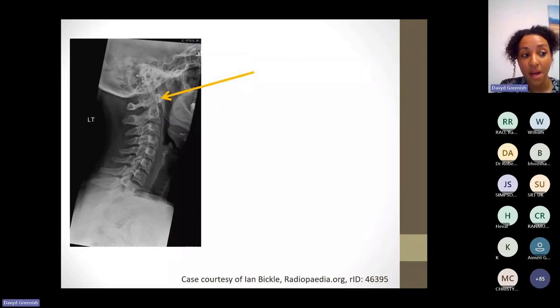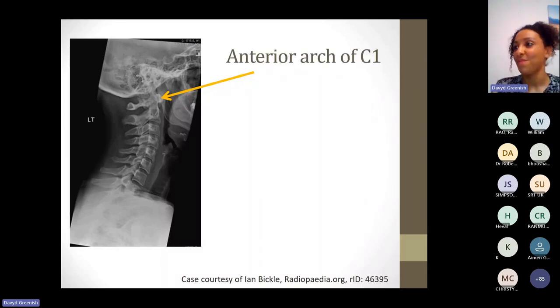Another one that came up in past practice questions was this arrow. So if you know this one, then let us know what you think it is. Again, it's about being specific and correct. I'm going to keep going just for time. I think there's a bit of a lag, but this is the anterior. Yeah, we've got some answers. Yeah, plenty of anterior arch of C1. Perfect. So everyone's been really specific and correct. Nice.